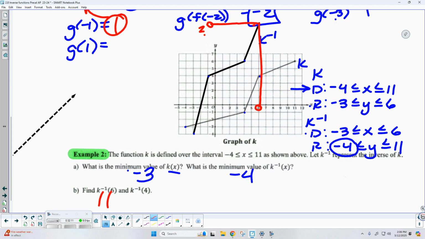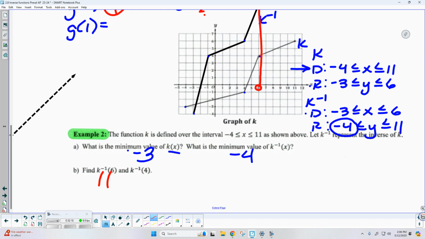Now, I can easily go ahead and do the same thing for the other one, but I kind of want to show you a different perspective. Could you still get the answer without having the inverse graph? What do you think?